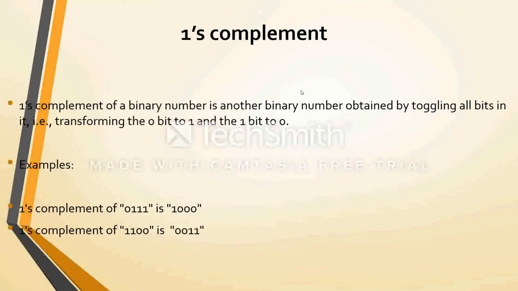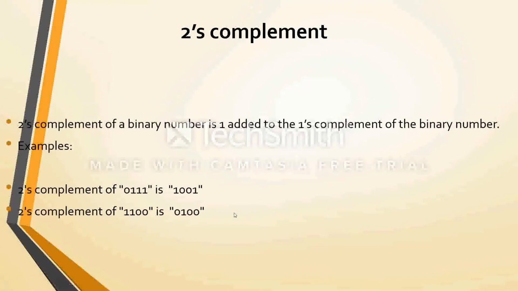Then quickly we'll recall what is 1's complement and what is 2's complement of a given number. 1's complement of a binary number is nothing but if you invert individual bits of a given binary number, then that is going to be your 1's complement. Very simple. So if the given number is 0111, then invert each bit. 0 is inverted to 1, 1 inverted to 0, 1 inverted to 0, 1 inverted to 0. So you are going to get 1000. Okay, very simple.